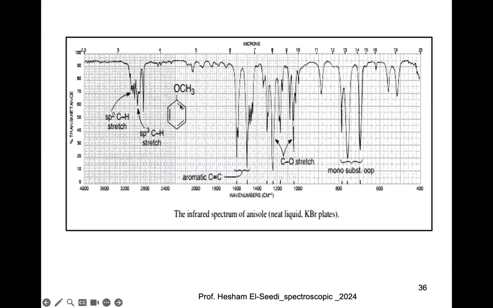So you can practice on here that the oxygen is in ether form. Why? Because you don't see OH here. It means it is in ether form and it is monosubstituted. CH, then what about aromatic? 2 peaks in this region.